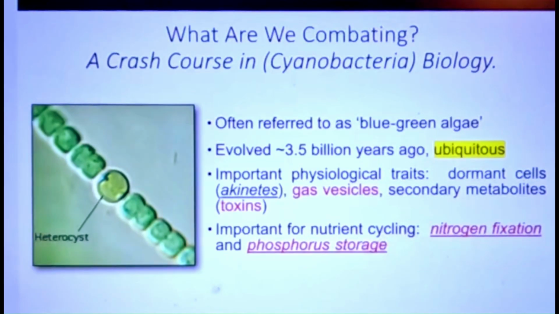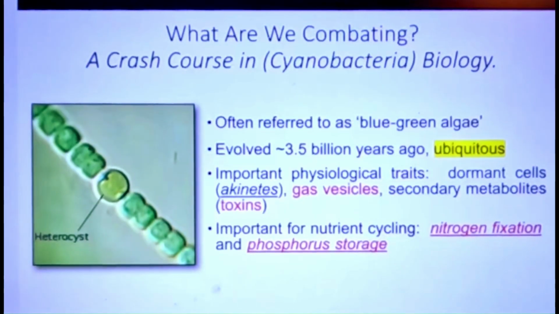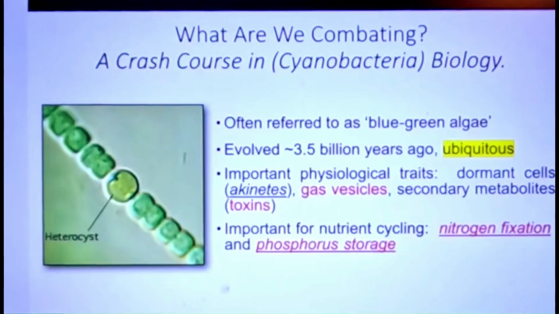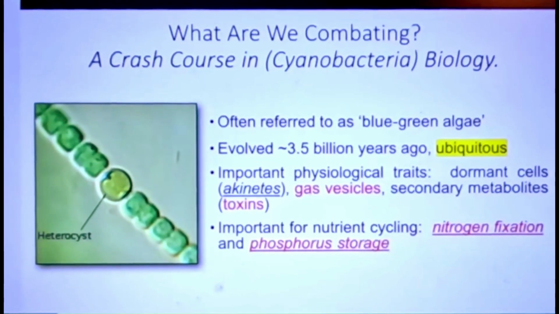But the things that make them such tough buggers to deal with are these things called akinetes. I want you to remember that because we're going to come back to it later. An akinete is like a seed. It can sit on the bottom and wait for the perfect conditions to grow, and then it grows. It can be there for a month, it can be there for years, and when I say years, it can be there for hundreds of years until it waits for the perfect conditions.